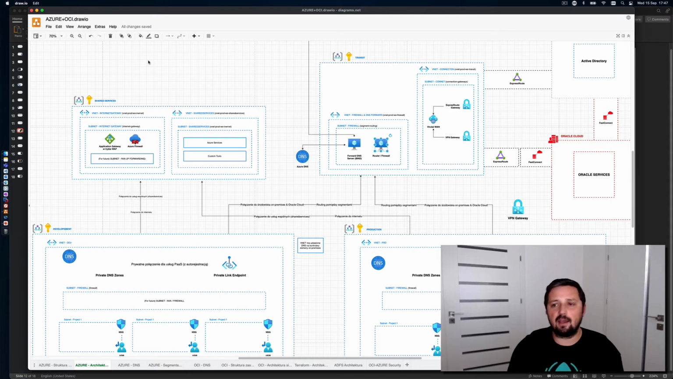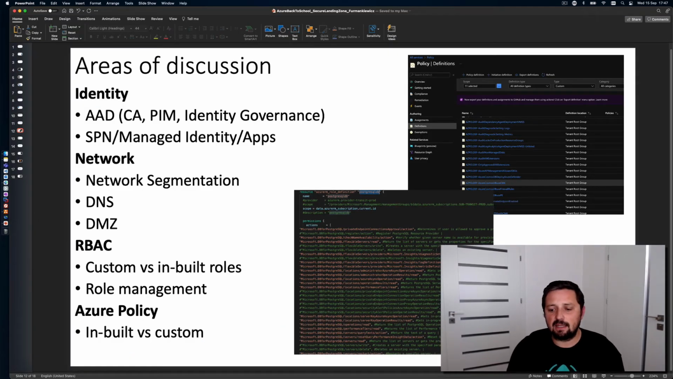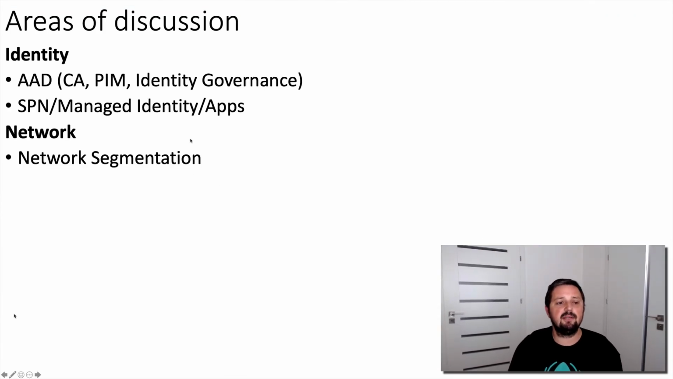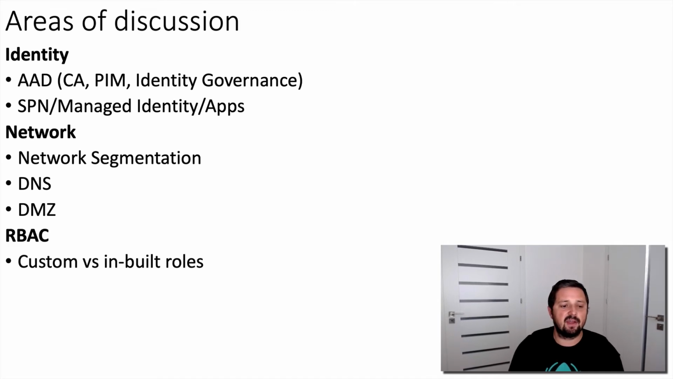Okay, I think I gave you a sneak peek of what can happen with the networking. There are more things around that. I will not cover them all, but let's leave them for now and move on. So I was talking about identity, networking, DNS, DMZ. I've mentioned that, but let's go further.